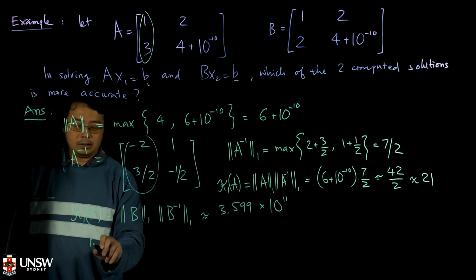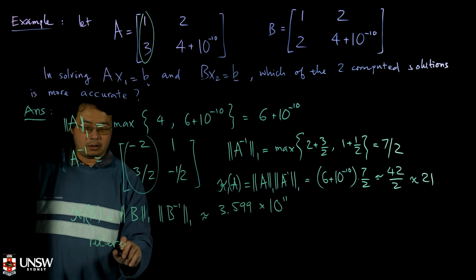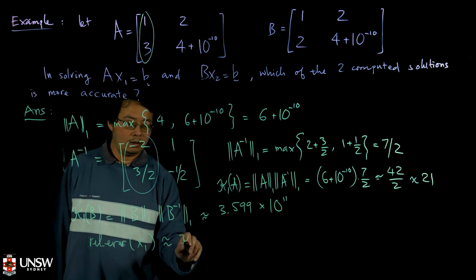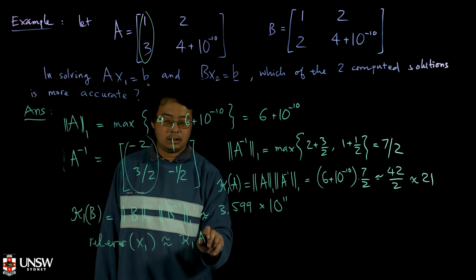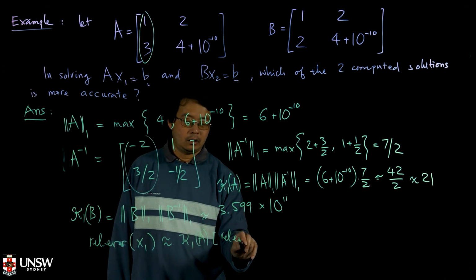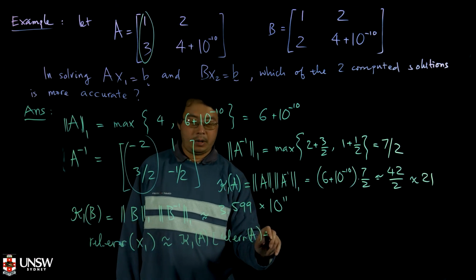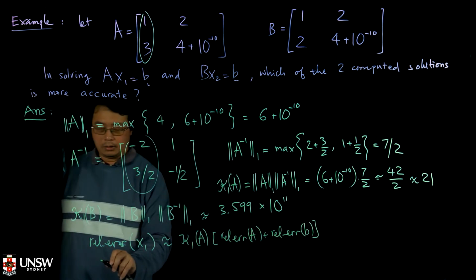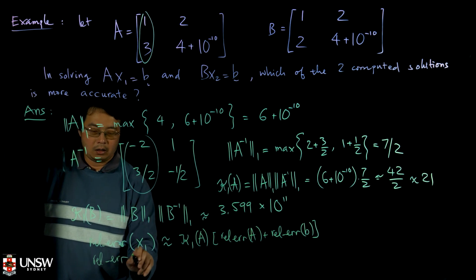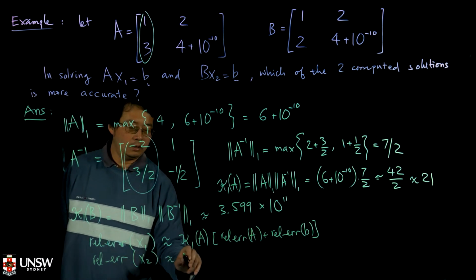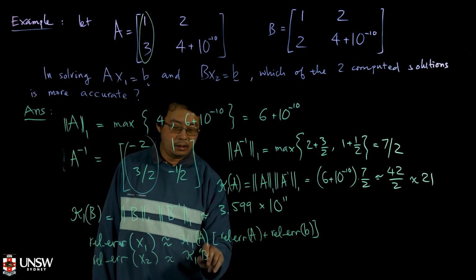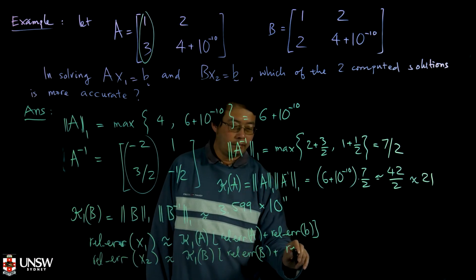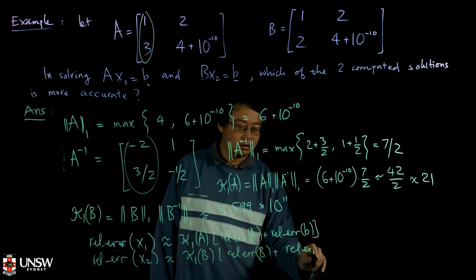So see, the relative error in X1 will be the condition number of the matrix A times the relative error in the matrix A plus the relative error in the vector B, and the relative error in the vector X2 will be the condition number in the one norm of the matrix B times the relative error in the matrix B plus the relative error in the vector B.